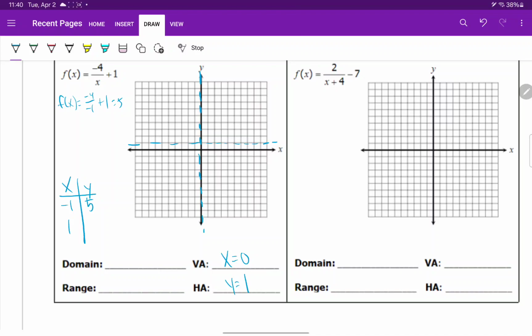Let me verify this. Oh, I don't know why I put that. I put a -1 when it should have been -4. So let me fix that. It should be -1. -1 divided by -1 is 1. 1 plus 1 is 2. Sorry about that.